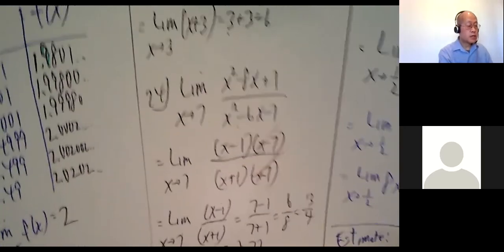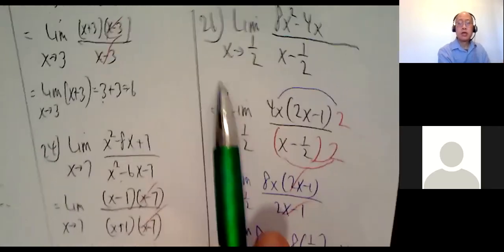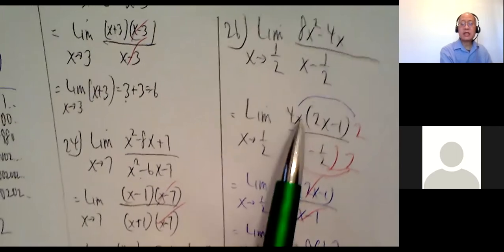Okay, 26 and 28. I got 26 over here. Okay, that one's a little bit more unusual, unfortunately. So limit as x approaches a half of 8x squared minus 4x divided by x minus a half.